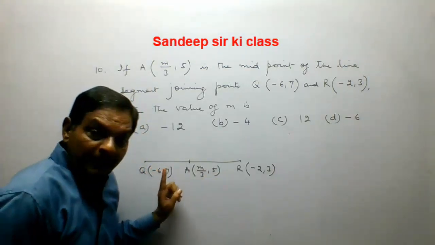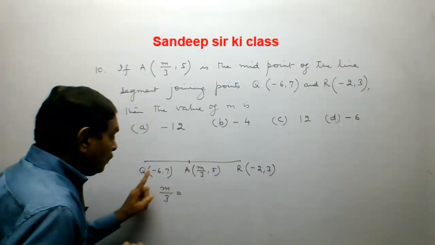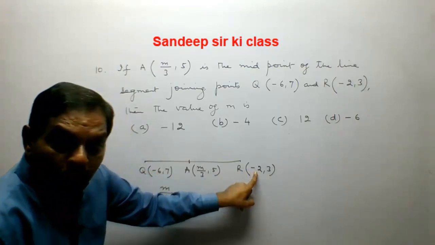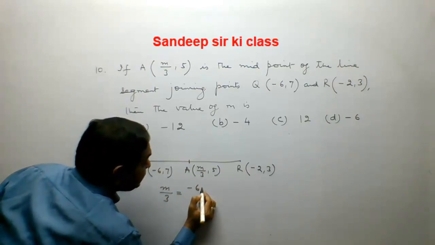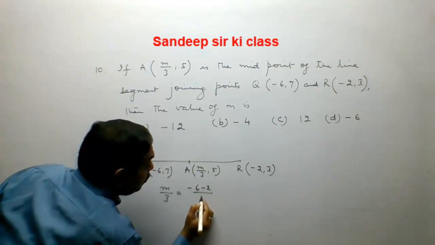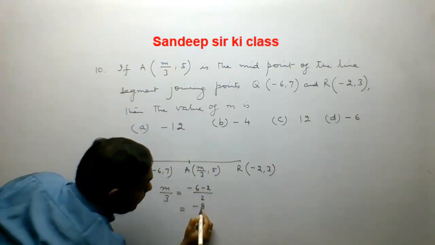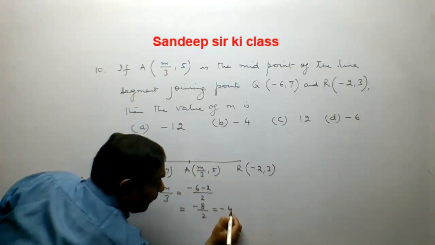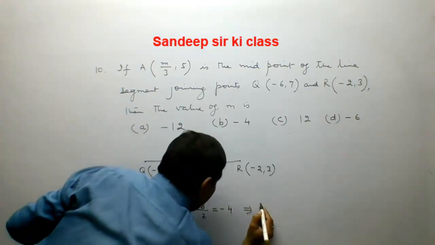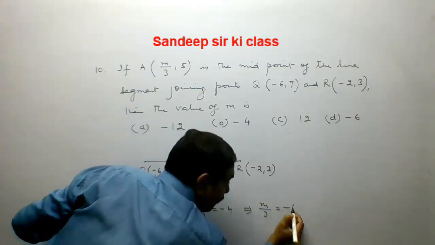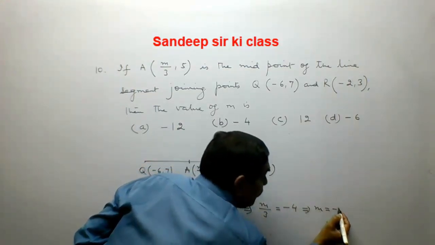Now, according to midpoint theorem, this m/3 will be equal to -6 -2 upon 2. So it will be -6 -2 upon 2, which is equal to -8 upon 2. That is equal to -4. So we have been given m/3 is equal to -4, which by cross multiplying we get m is equal to -12.